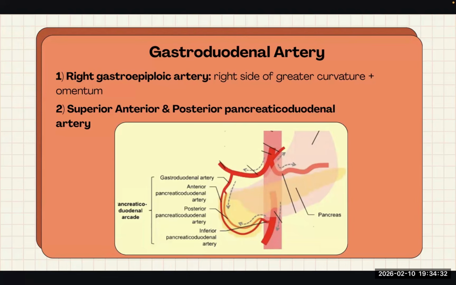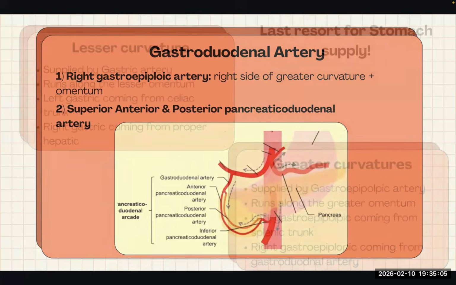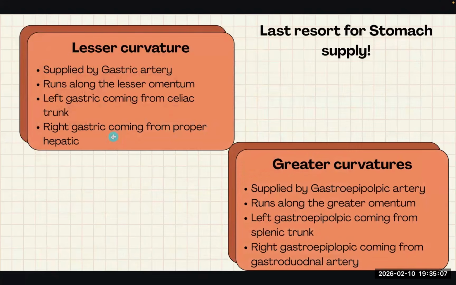And where did the right come from? Not the gastroduodenal, no. Try one more. The gastroduodenal gave the big words, right? It gives the big words, gastroepiploic and pancreaticoduodenal. The gastric, which is the small word, is supplied from the proper hepatic. Exactly, the proper hepatic, not the common hepatic. The proper hepatic is a branch of the common hepatic, and it runs along the lesser omentum. So everything over here is just lesser.